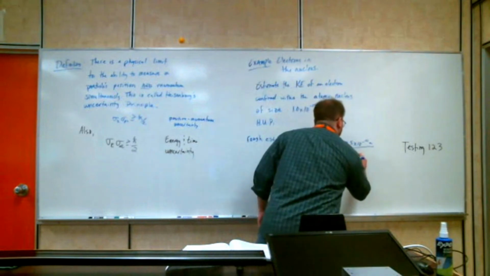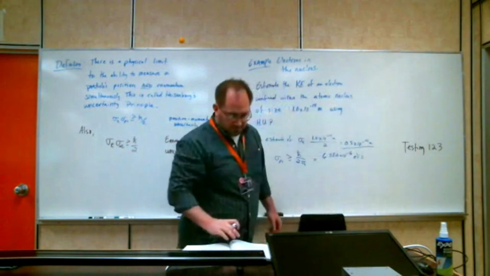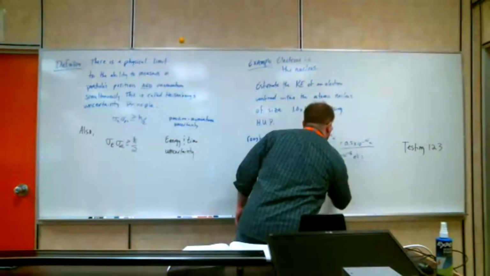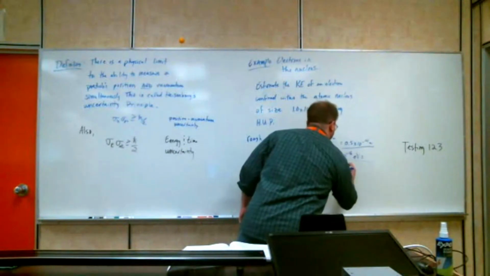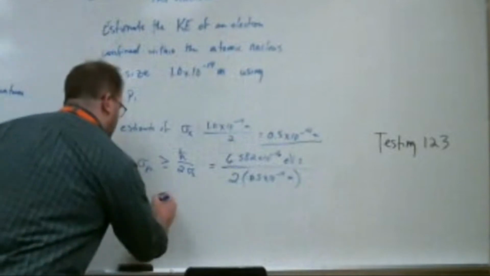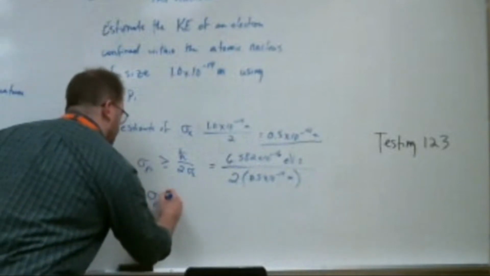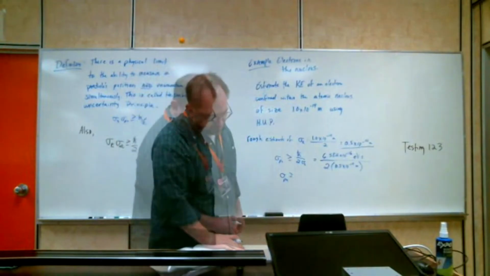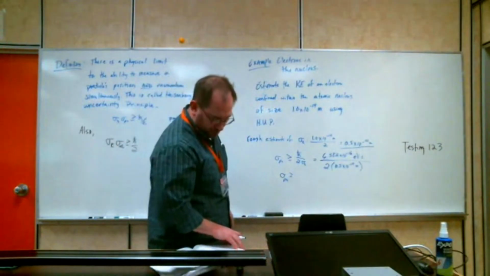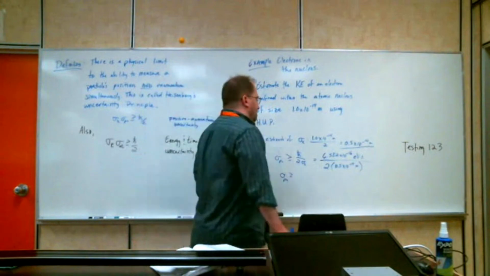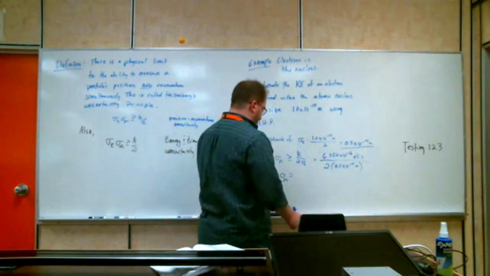Divided by 2 times 0.5 times 10 to the minus 14 meters. The unit conversion is not obvious here. Oh, because we're doing the c. That's meters per second. Okay. So this will be, where's my calculator?